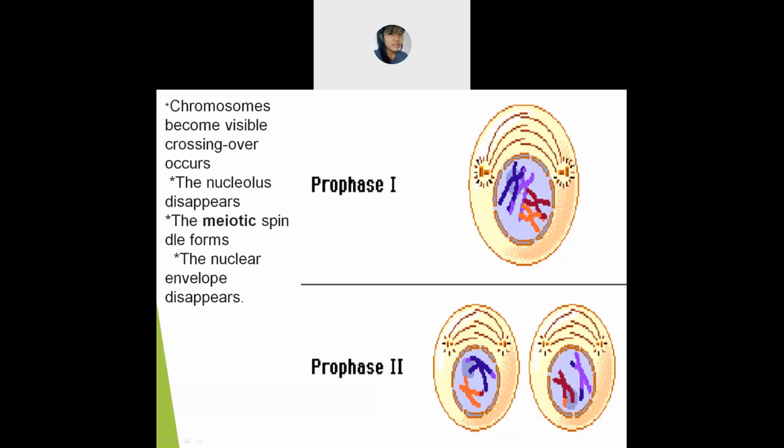And what happens here? Spindle fibers will also occur. This is the spindle fiber. This semicircle type is known as spindle fiber. All of this you will find in prophase 1. Did you understand prophase 1?